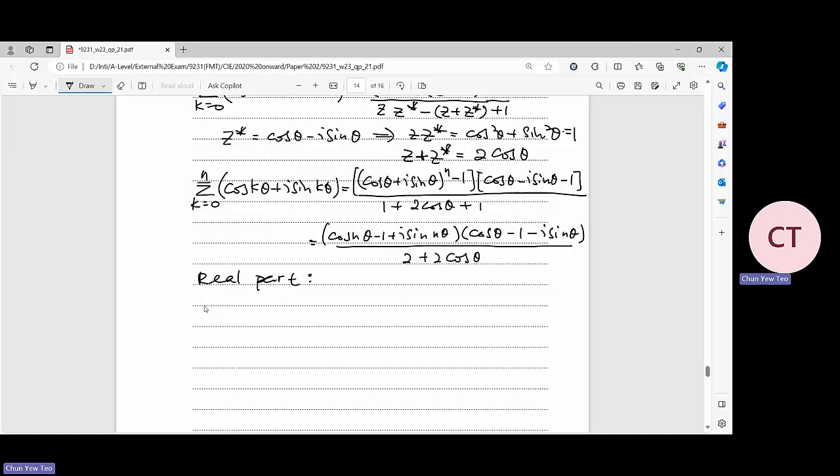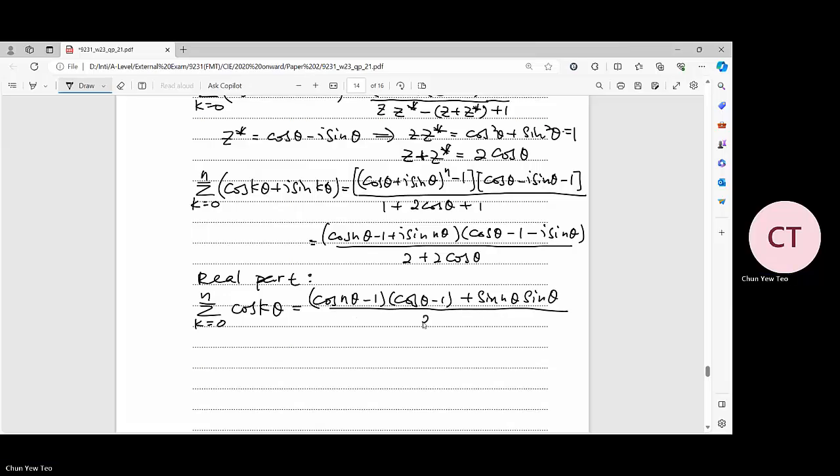If I take the real part out, my left-hand side will only be this. Forget about the i sine k theta. Then this one will be cos n theta minus 1 multiplied by cos theta minus 1, plus sine n theta sine theta. This will be 2 plus 2 cos theta. So this is what I need to take out first by considering the real part.